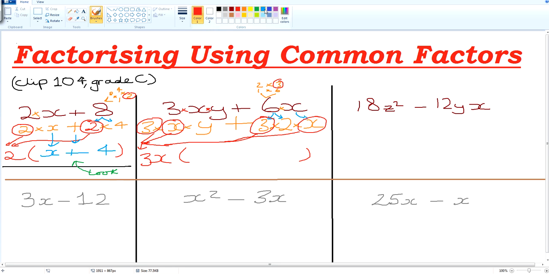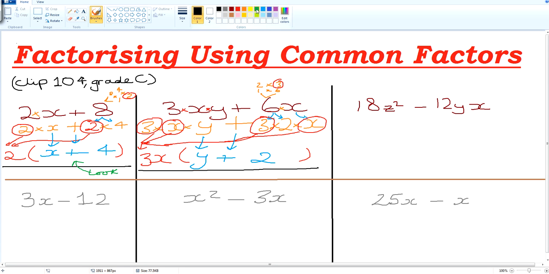Now what are we left with? If I pull the 3x out from the left hand side, what are we left with here? A y. And we're left with a plus. And what's left on this side? Just a little, what is it? 2. Okay, so 3xy plus 6x gets factorized as 3x times the bracket y plus 2.